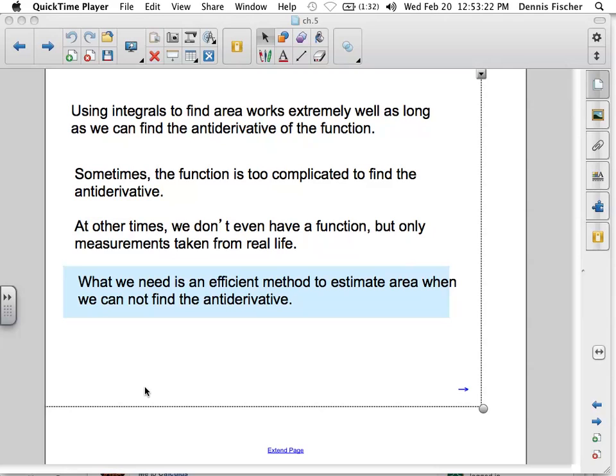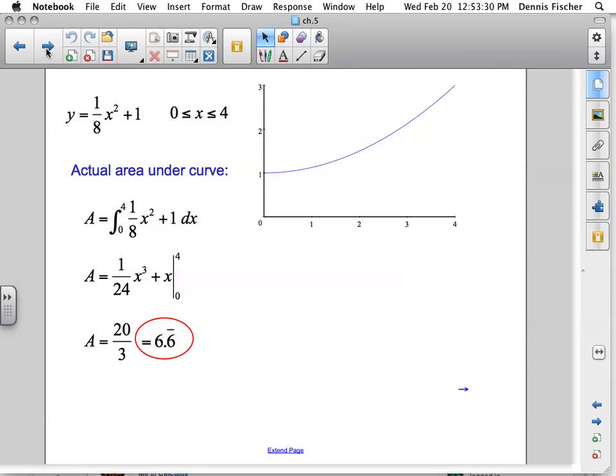What we need is an efficient method to estimate area when we cannot find the antiderivative. And we kind of did have some methods. We had the LRAM, we had the RRAM, we had the MRAM, and all that kind of thing, right? And we used those. We had the calculator that did it. And the problem with all those methods is there's error. You know, and there's still error at this one.